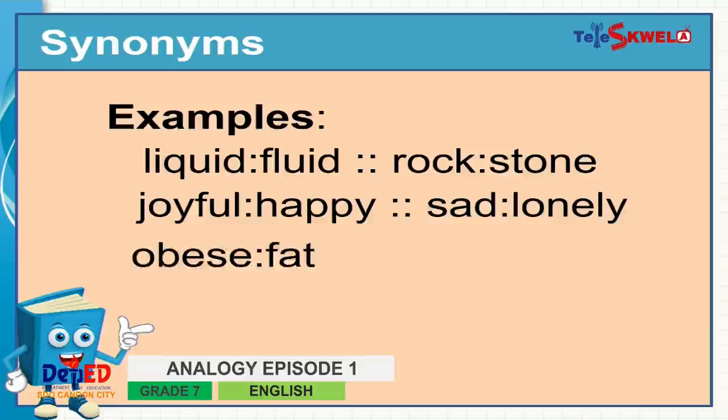We have another example. We have obese is to fat, as slim is to thin. The last set of words in the given examples are also adjectives. The word obese is a synonym of fat, as slim is a synonym of thin. The same with the other sets. The relationship shown in this analogy is similarity in meaning.